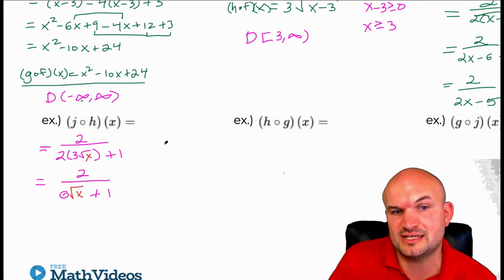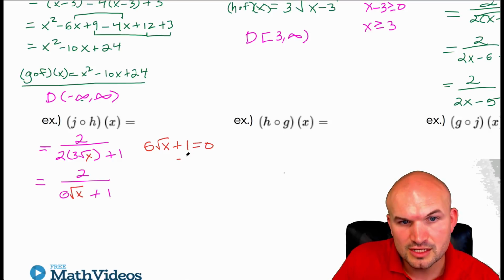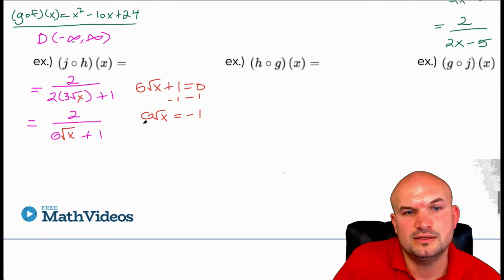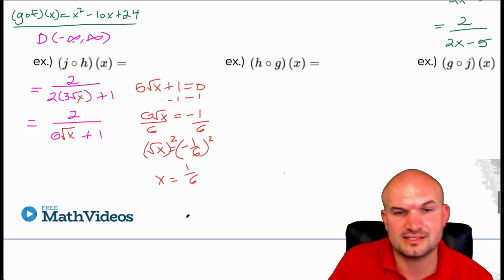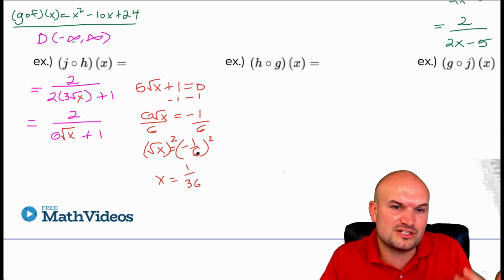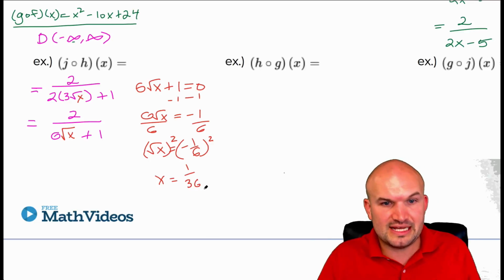You could simplify it by rationalizing the radical, as I mentioned. But let's go ahead and solve this. 6 square root of x plus 1 equals 0. Let's find the values that make this 0. So subtract 1. 6 square root of x equals -1. Let's see, divide by 6, square root of x equals -1 over 6. And now I need to get rid of the square root, so I'm going to square both sides. And what I get is x equals 1 over 36. Because -1/6 squared is -1/6 times -1/6, which is a positive 1 over 36.